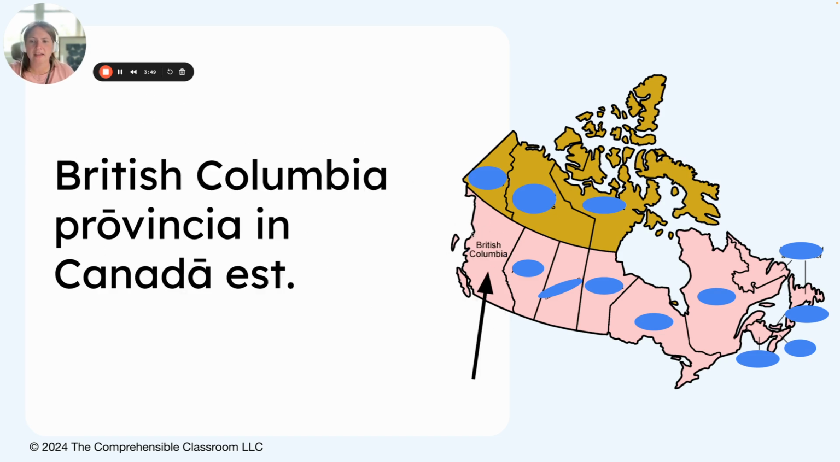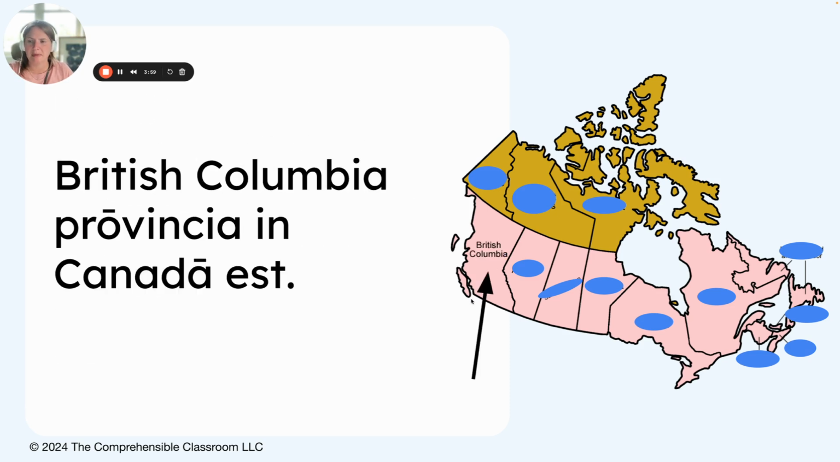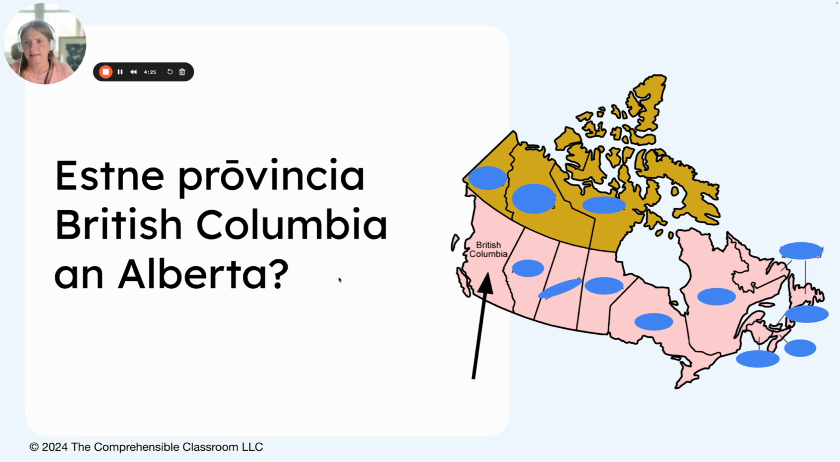British Columbia provincia in Canada est. Again, scrambled word order. I'll just do this at the beginning, not toward the end. British Columbia is a province in Canada. Remember, in Latin, there's no articles, so it's British Columbia is a province in Canada. British Columbia provincia in Canada est.